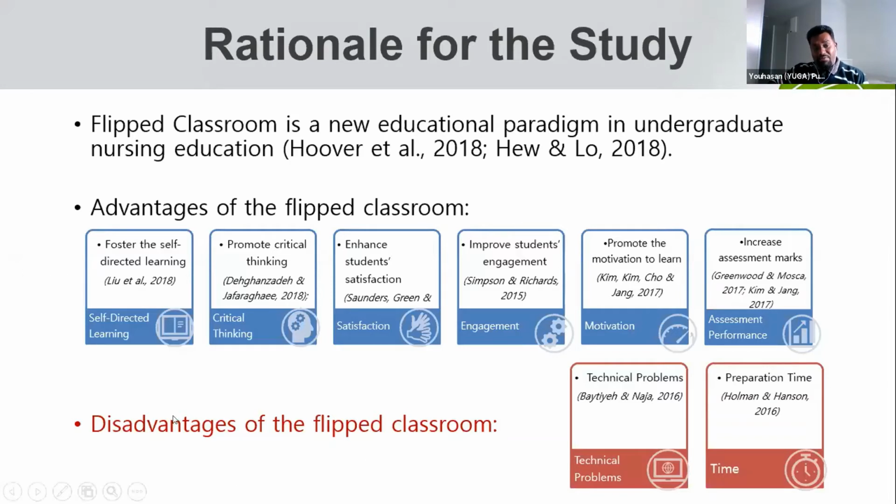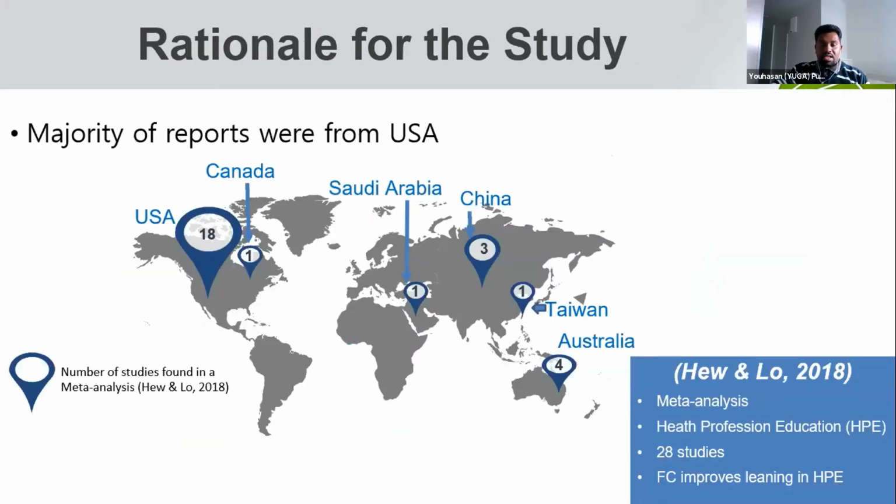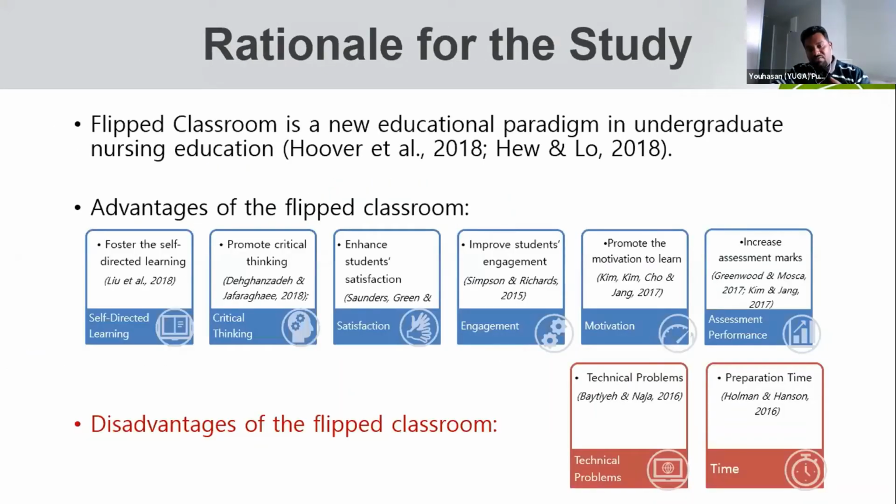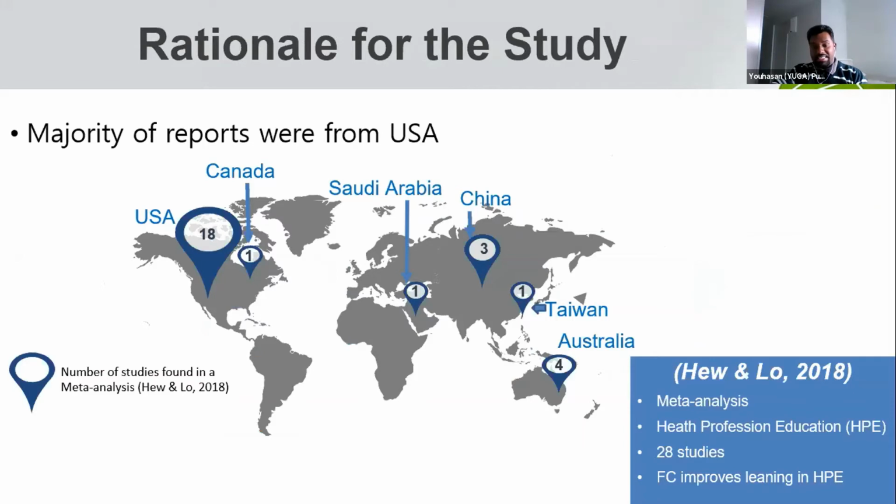Comparing these disadvantages with the advantages, the disadvantages can be neglected. Most of these findings were from well-equipped educational environments. This was supported by the meta-analysis. They recruited 28 studies of flipped classroom in the broad spectrum of health professional education, the majority reported from the USA.